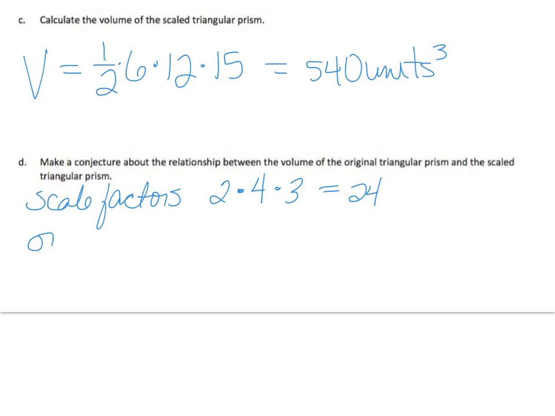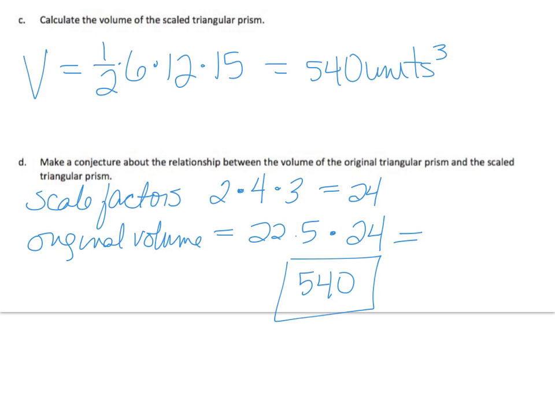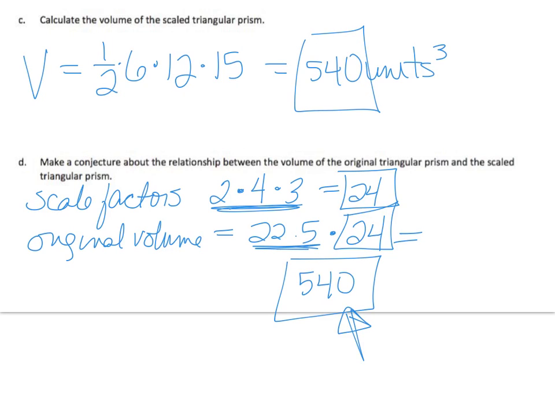Our original volume was 22.5. So if I multiply that by my scale factor, what will I get? 22.5 times 24. Cool, it's 540. So these are my scale factors, which gives me 24, the product of the scale factors. If I multiply them by the original volume, I get the new volume. It's a lot of boxes on one page.